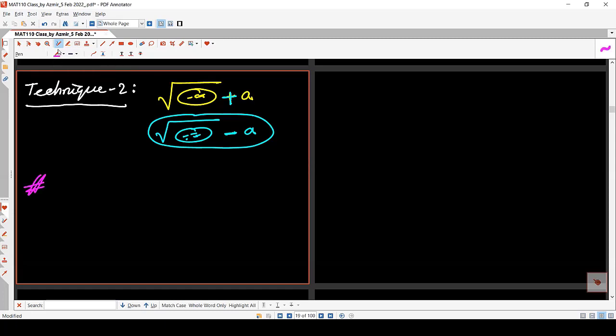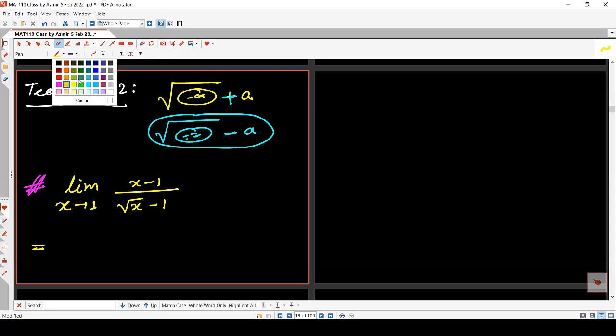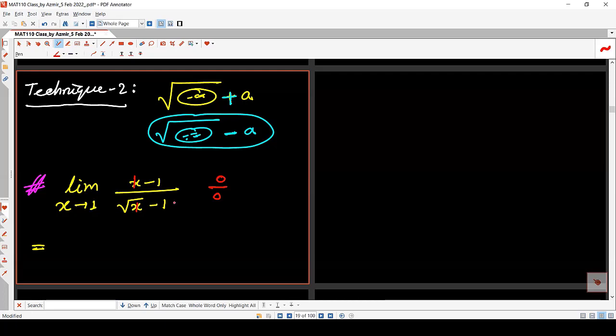Suppose we have limit x tends to 1, x minus 1 divided by square root of x minus 1. So at first, what we can say, we can input 1 where we have x. So 1 minus 1 is 0. Here, the square root of 1, that is 1. So 1 minus 1, again 0. So the same problem can be solved by L'Hopital's rule because we have 0 by 0.